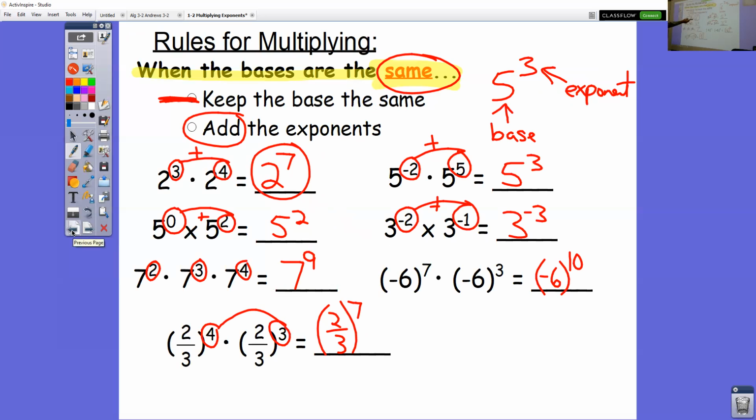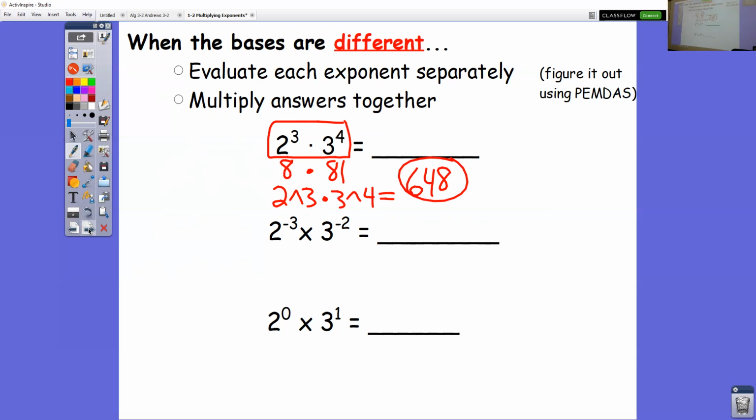We're putting these answers in standard form, just as a plain number. When the bases were the same, we have to leave it in exponential form with a base and an exponent. But when the bases are different, we have to put it in standard form just as a normal number.